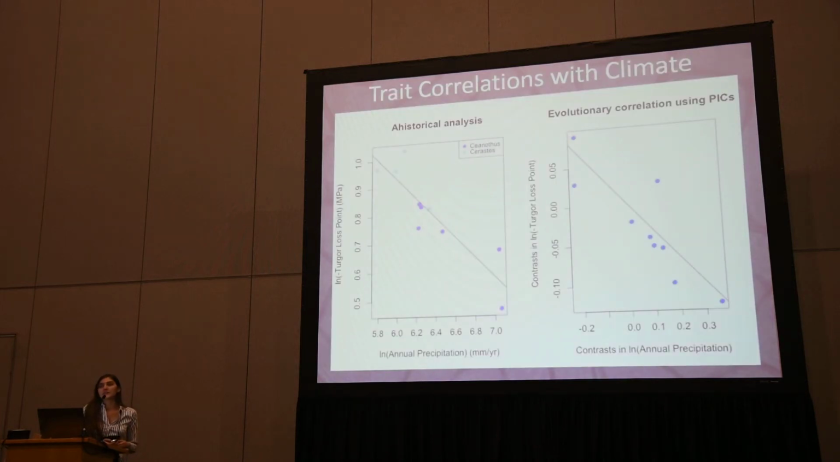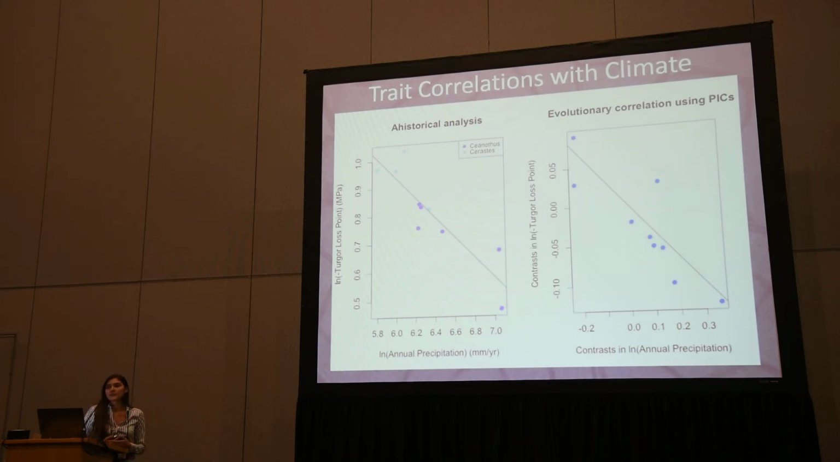And finally, we looked for correlations between traits and climate. And this is just one example, but we found correlations with several traits and climate, and here I'm showing a correlation between the turgor loss point, which I said at the beginning is the water potential at wilting, and precipitation. And plants with a more negative turgor loss point were found in areas with lower precipitation, and we also found a correlation with turgor loss point and aridity, which I haven't shown here. But this, again, kind of supports what we would expect and what has been found across diverse species. So it's exciting to also see this trend within a lineage.